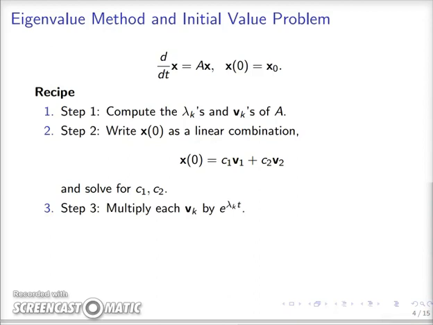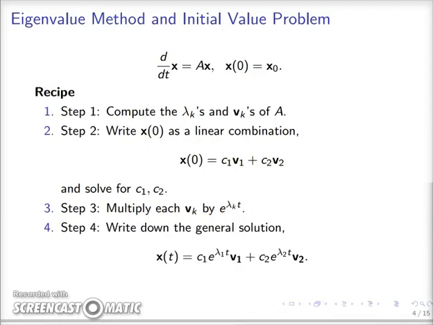We'll multiply each eigenvector v sub k by e to the lambda k t, and then write down the general solution in this form.